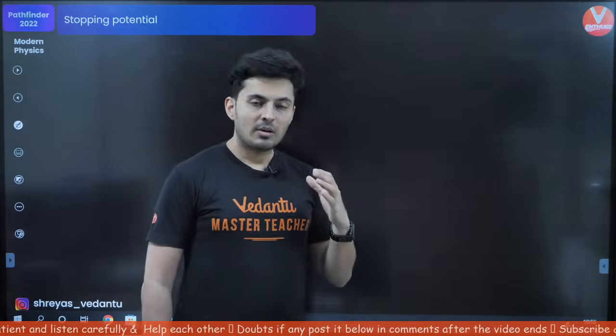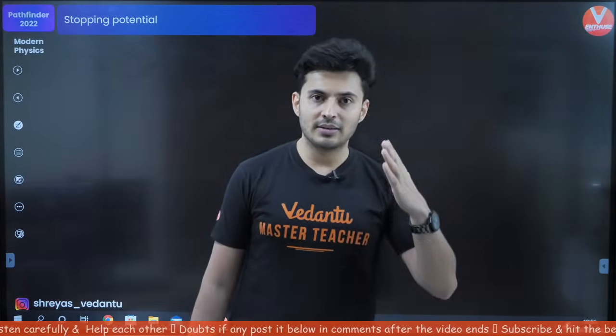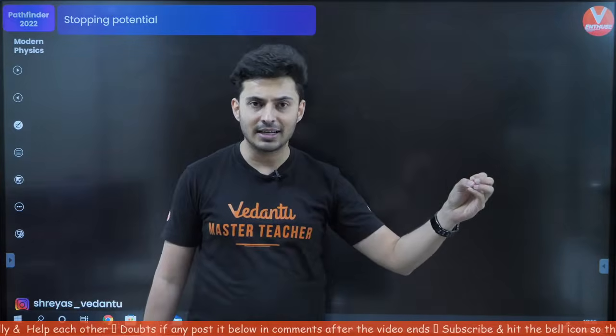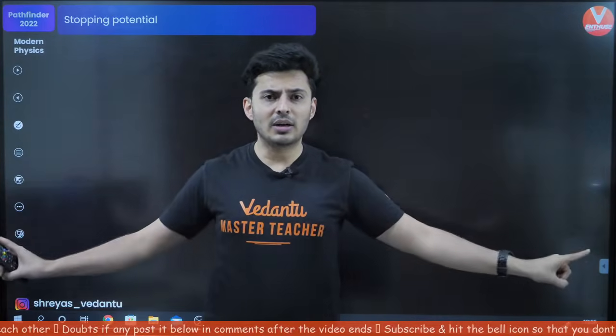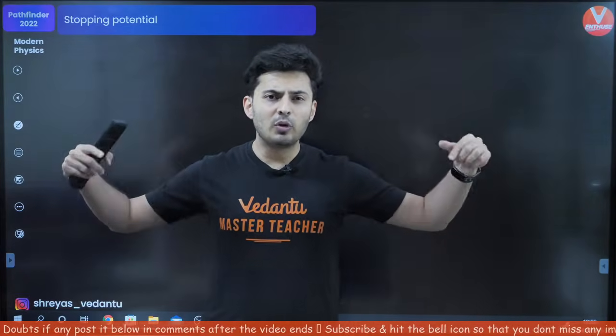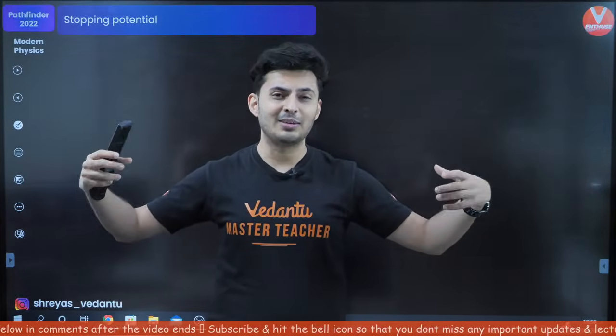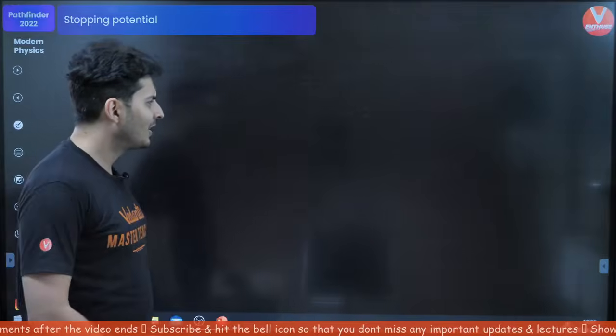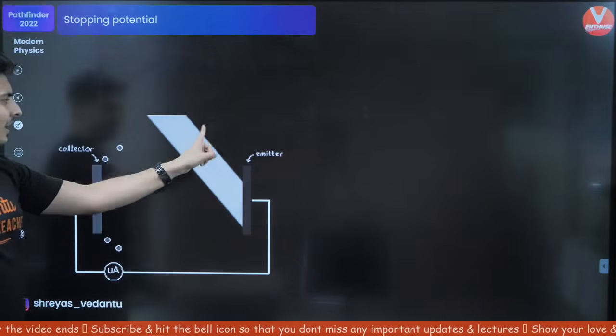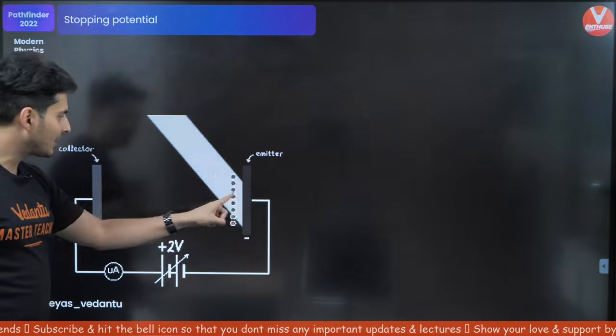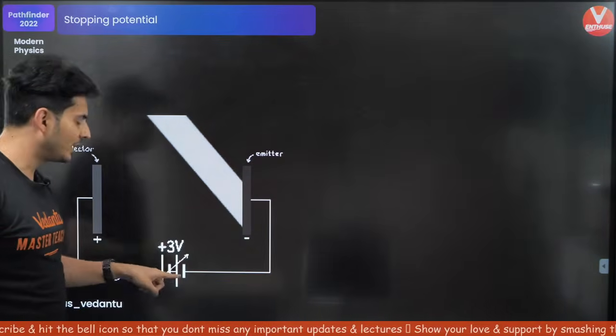See, when light falls on a surface, the photoelectrons get ejected. We have not talked anything about how much voltage you are supplying from outside. What if I change the voltage from outside? Don't you think things will change? Imagine the light is falling, electrons are coming out. What if I change the voltage?